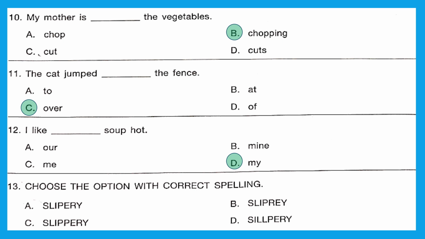Question 13. Choose the option with correct spelling. And it looks like they're talking about slippery, which means something difficult to hold firmly or stand on because it is smooth, wet or slimy. So the right spelling is slippery, which is option C.